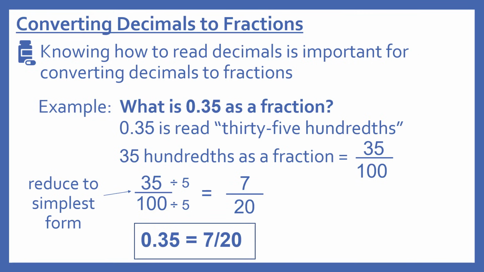And now another example. What is 0.35 as a fraction? 0.35 is read as 35/100ths. So 35/100ths as a fraction would be 35 over 100. So that would be in its fraction form, but now we need to reduce it to the simplest form. Both of these numbers are divisible by 5, so we'll divide our numerator and our denominator both by 5. 35 divided by 5 is 7. 100 divided by 5 is 20. So 0.35 equals 7/20ths.